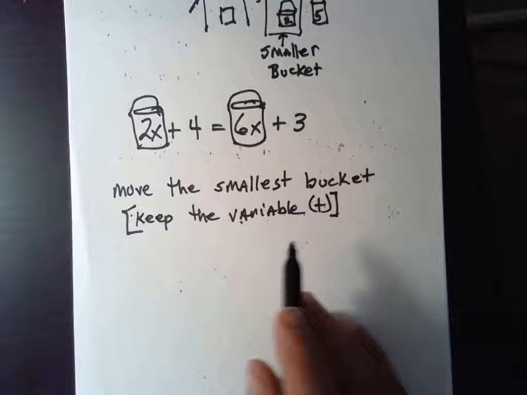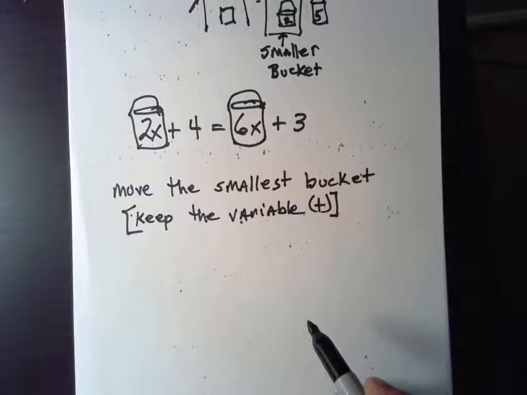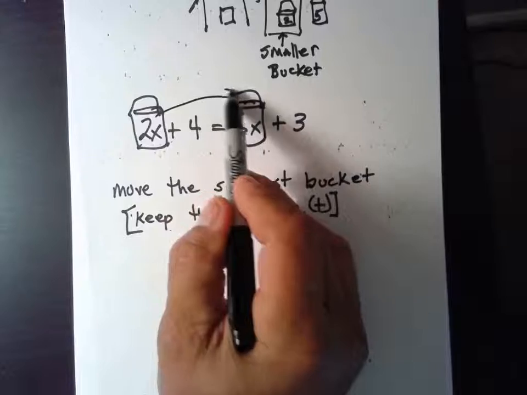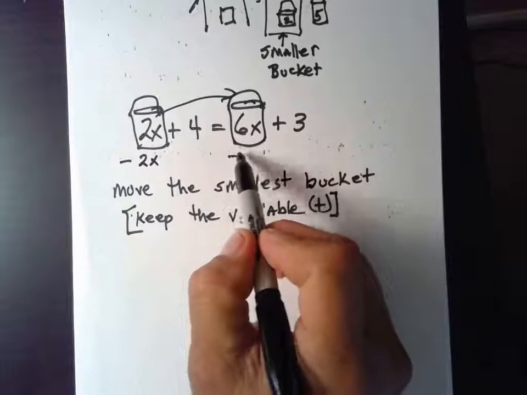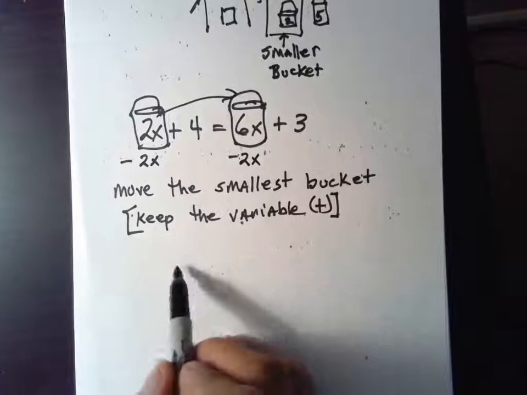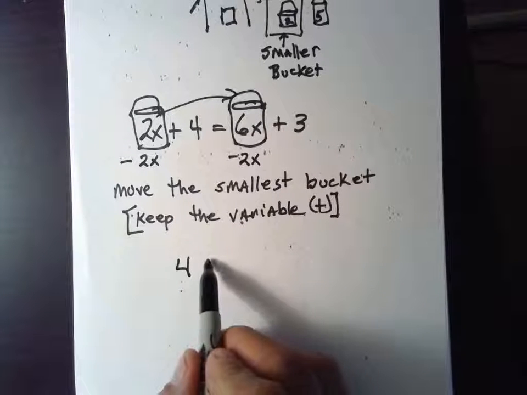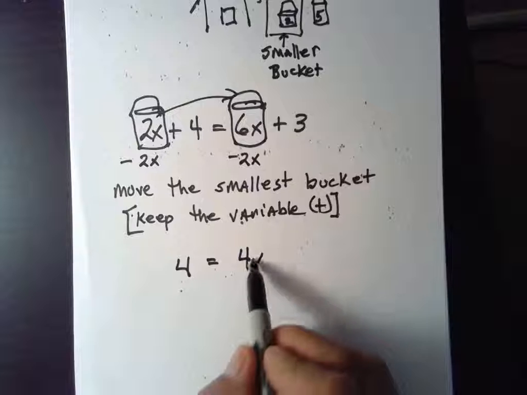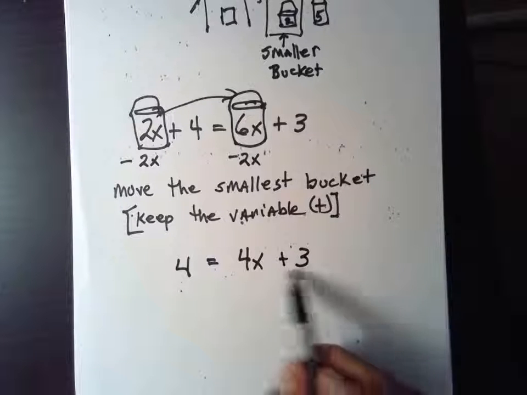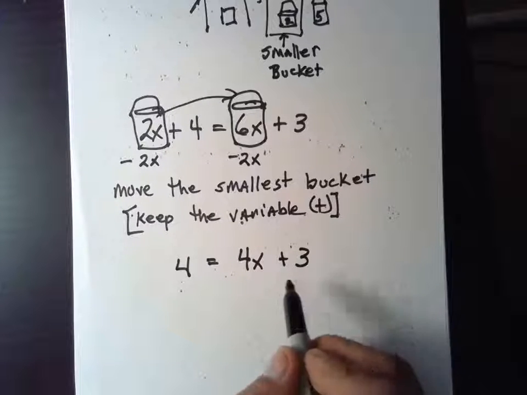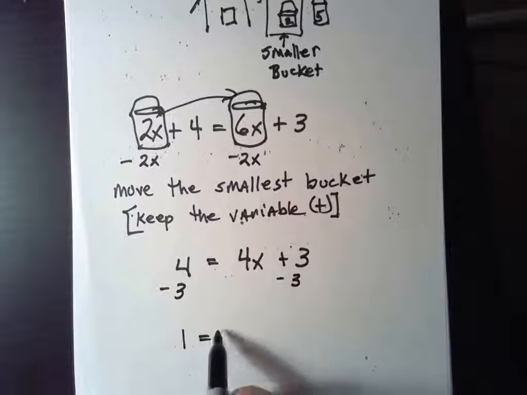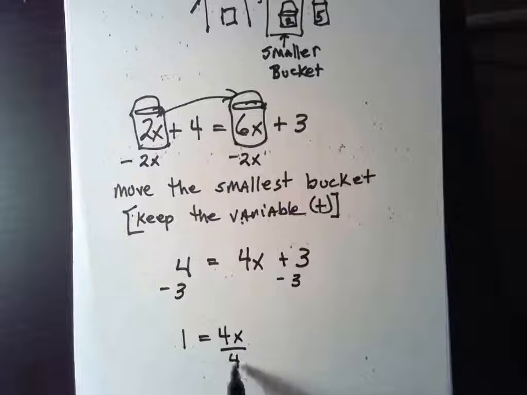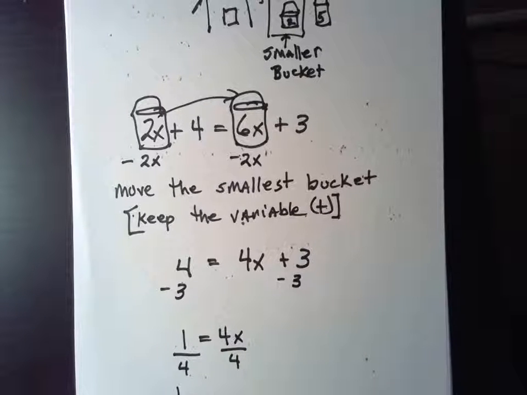So keep the variable positive by moving the smallest bucket. You move that smallest bucket, and how do you get rid of a positive 2x? You subtract 2x. And that gives you 4 is equal to 4x plus 3. And how do you get rid of a positive 3? You subtract 3. And 1 is equal to 4x. So therefore x is equal to 1/4.